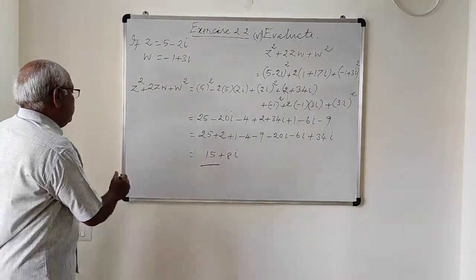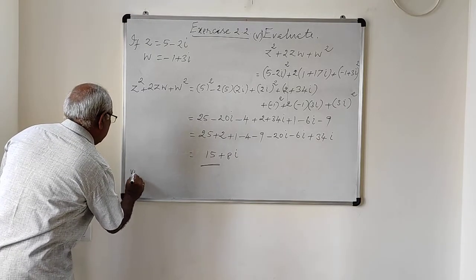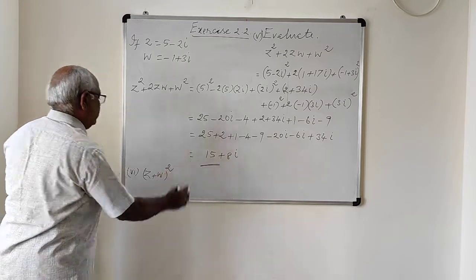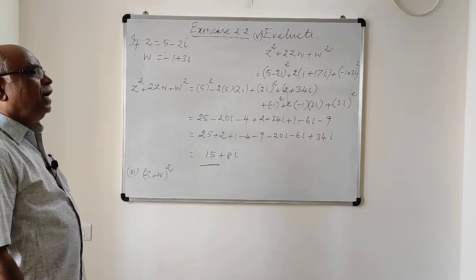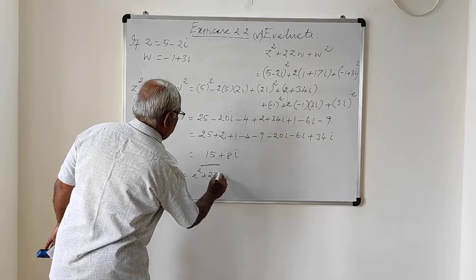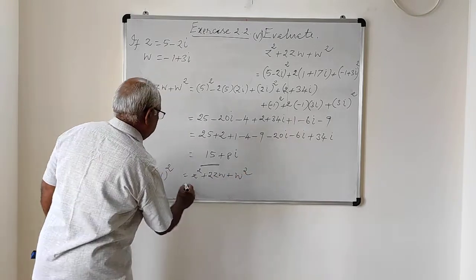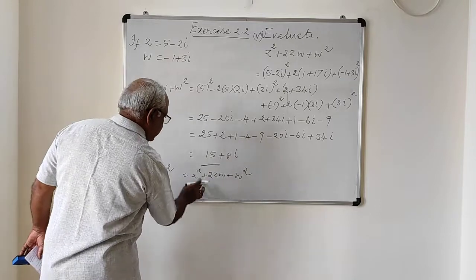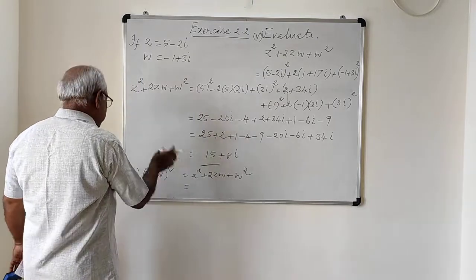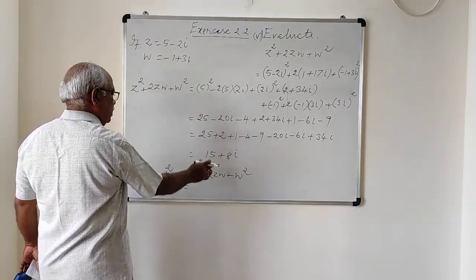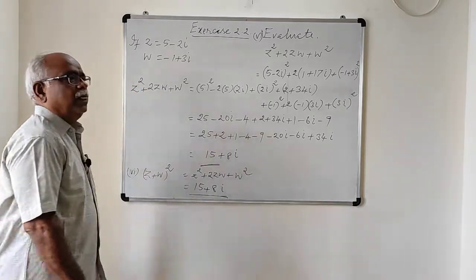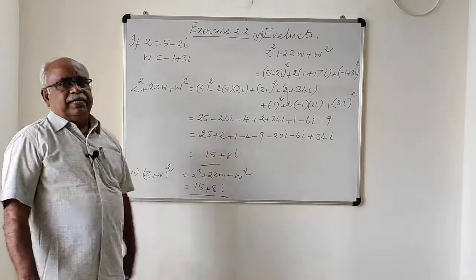Next one, sixth problem. In the exercise given, it is Z plus W the whole square. What is Z plus W the whole square? You know, a plus b whole square is Z square plus 2ZW plus W square. So the right hand side is same as the problem 5. Z square plus 2ZW plus W square is same as Z plus W whole square. Therefore, instead of solving this problem again, you will get 15 plus 8i as your answer. This is our sixth sum. Let's solve the exercise. We will continue.